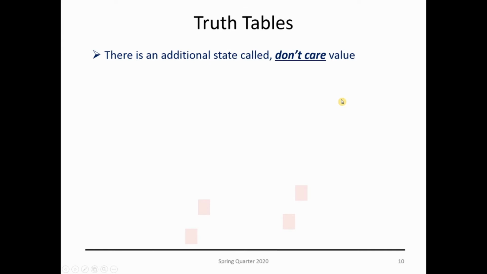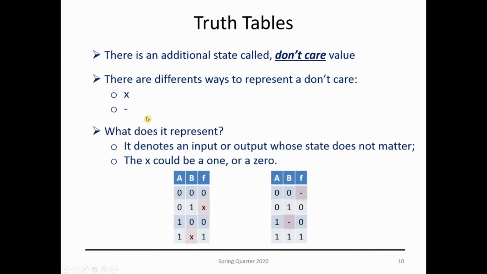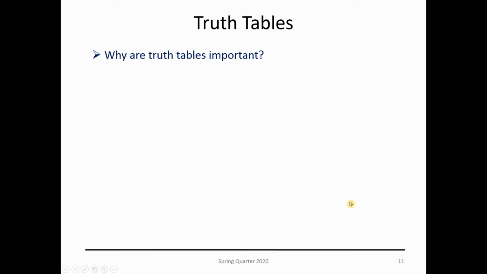We also have an additional state called don't cares, and there are different ways of representing that. We can either use an X or a dash. And what does it represent? It denotes exactly does not matter. Next week we'll cover a different way of organizing our Boolean expressions or reducing our Boolean expressions, and don't cares are going to be very useful for that technique. For now, just have in mind that I can have a bunch of X's or dashes either on the input or output of my truth tables.